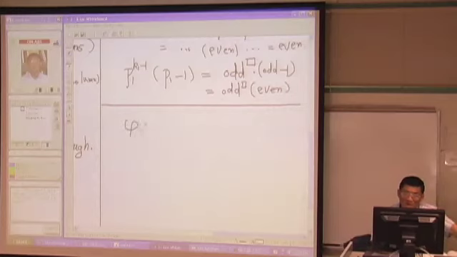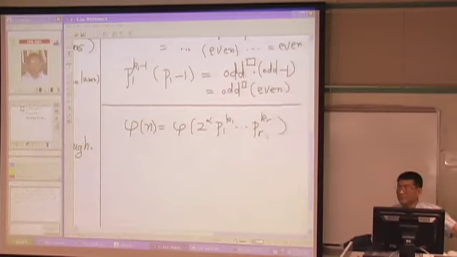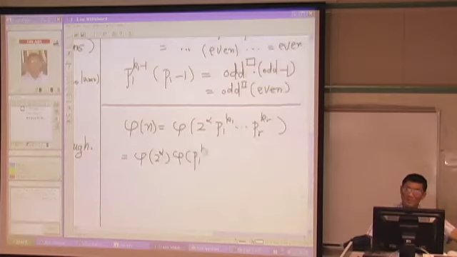How can you calculate phi of n? Then phi of n equals phi of 2 to the power of alpha times P1 to the K1, all the way to PR to the KR. These are given. Then, by multiplicativity, phi of 2 to the power of alpha, phi of P1 to the K1, and then phi of PR to the KR is the same as above, right?